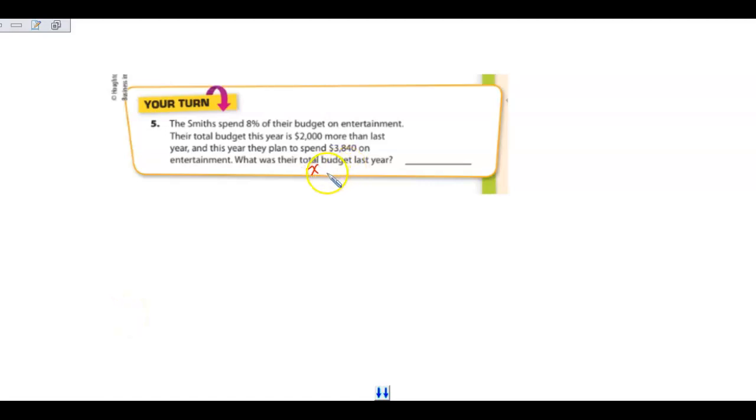We do know that this year it's $2,000 more than last year, so we can write that down. $2,000 more than last year. This is going to be 8%, so the entertainment is 8%. So we're going to take the 8% and we're going to change it to a decimal. What would that be as a decimal? If you said that it is 8/100, you are correct. And the amount that they're going to spend this year, the 8% of their budget, is going to be $3,840.